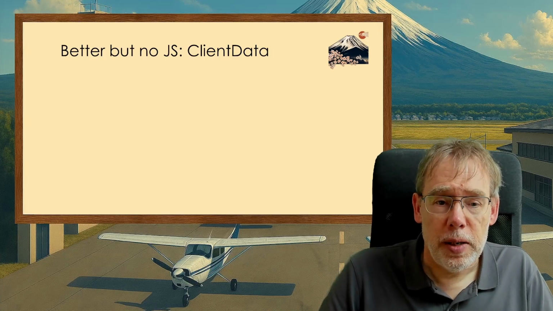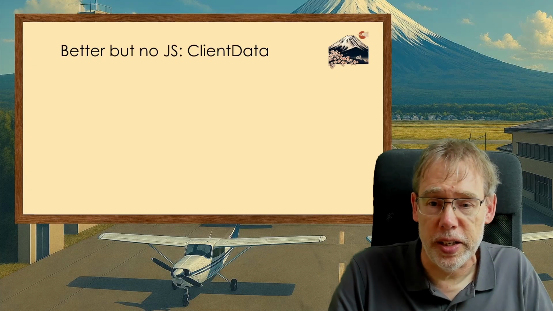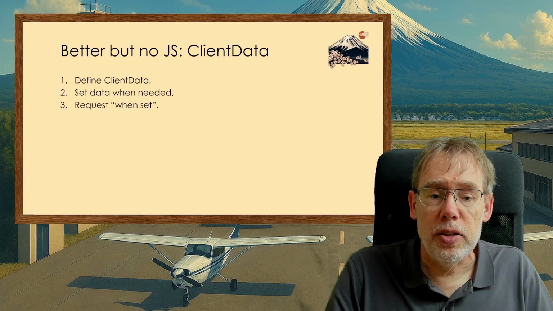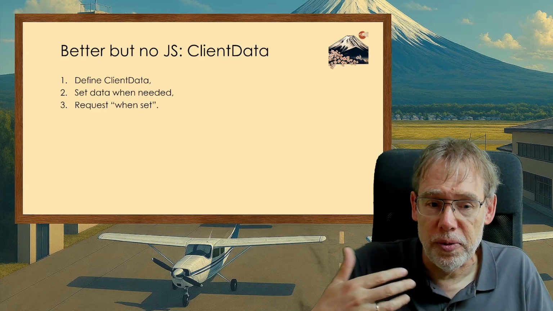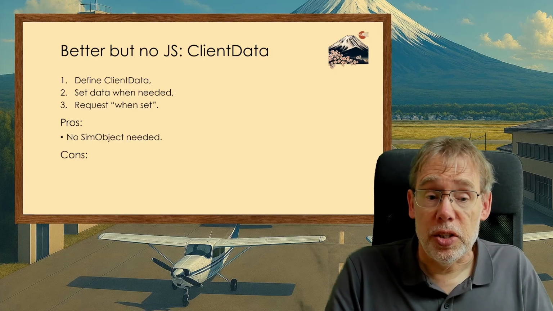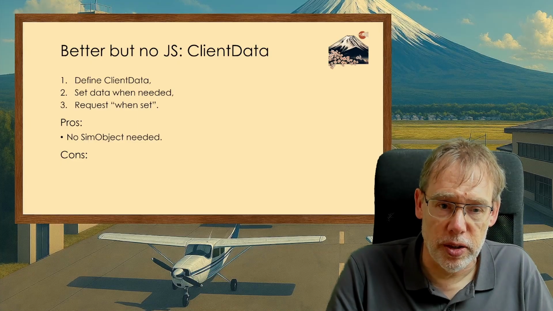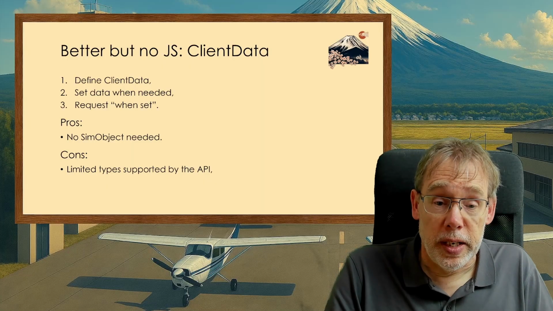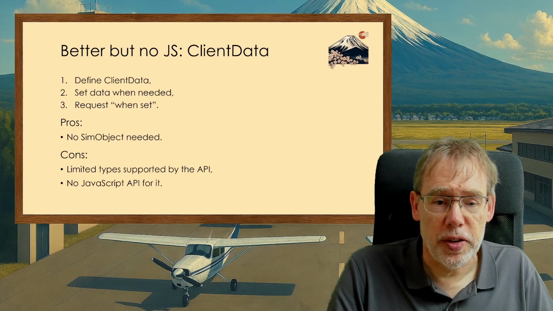Now, there is a better way, but unfortunately, this leaves out a JavaScript API, and that's ClientData. So you define your ClientData block, you set data when you want to send it, and you can request it when sent, which means that you get it as kind of a signal that somebody set the data, so there must be something there for you. Big advantage, we no longer are dependent on having a sim object that is coupled to this particular client data, but it is limited in the types supported by the API, and we've seen that when we discussed client data. But the biggest problem is there is no JavaScript API for it.